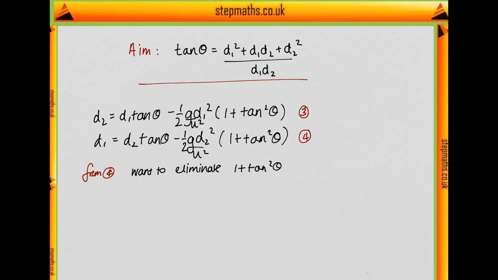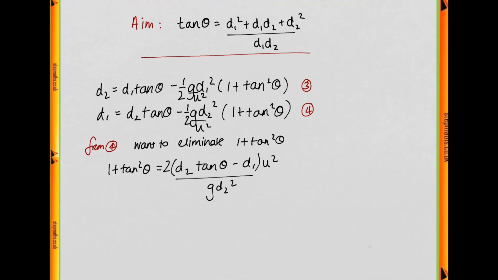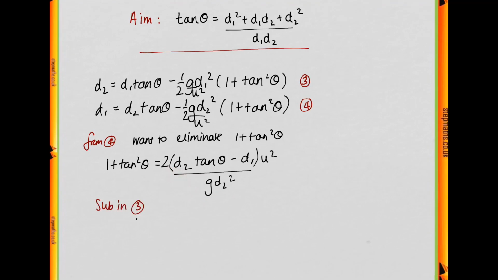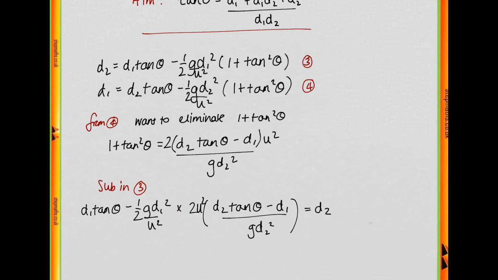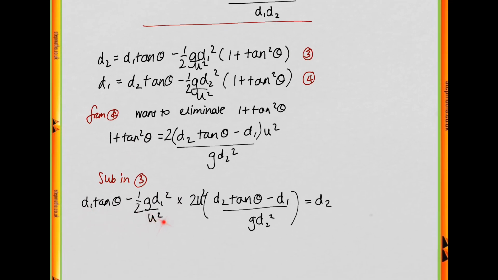From equation 4, since we want to eliminate 1 + tan²θ, we write 1 + tan²θ as 2u²(d2 tan θ − d1) over g d2². And we can sub this back into equation 3. When we sub it back in, we get rid of the tan²θ completely. So we get d1 tan θ − ½g d1²/u² × 2u²(d2 tan θ − d1)/(g d2²) = d2, as equation 3 says.